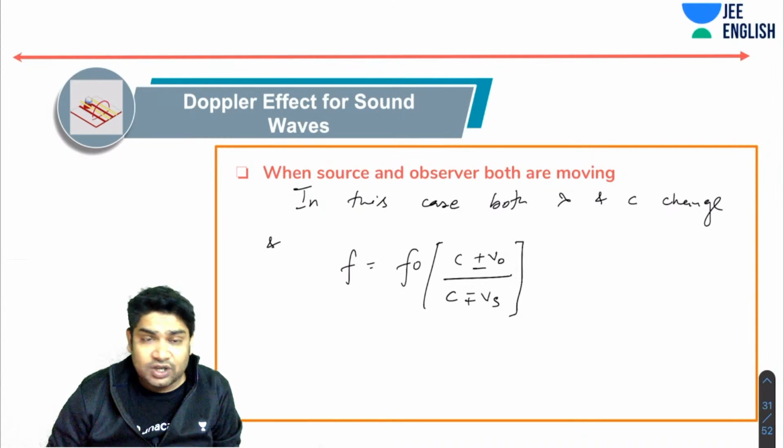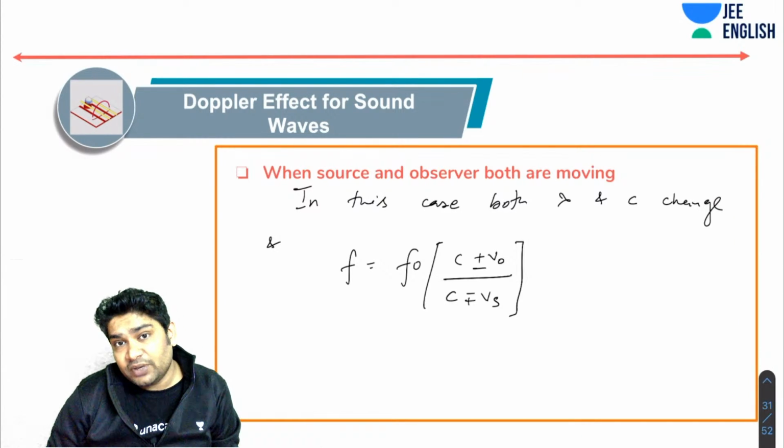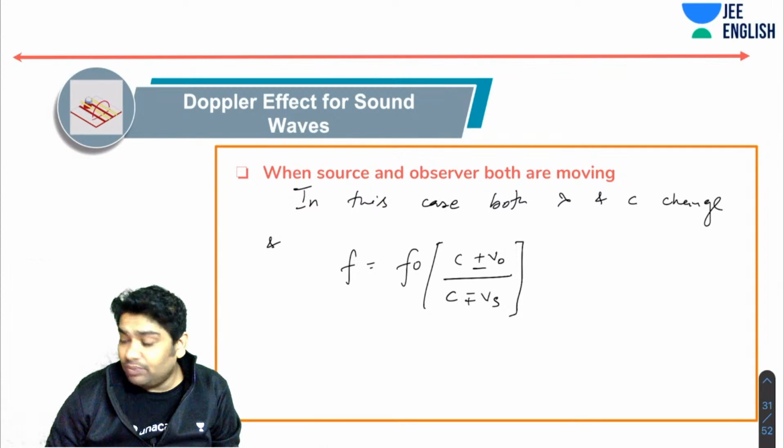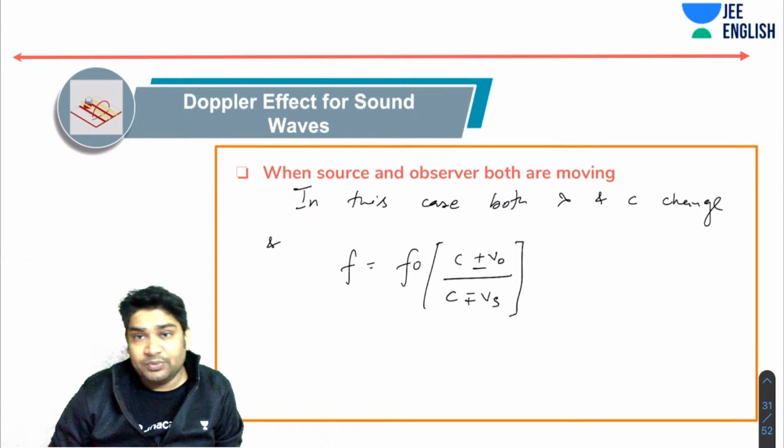Okay, where VO is the observer speed and Vs is the source speed. Again, the observer speed is taken positive when it is moving towards the source, and negative when it is moving away from the source. Same for a source. You will put the Vs as positive when it is moving towards the observer, and negative when it is moving away from the observer. Okay.